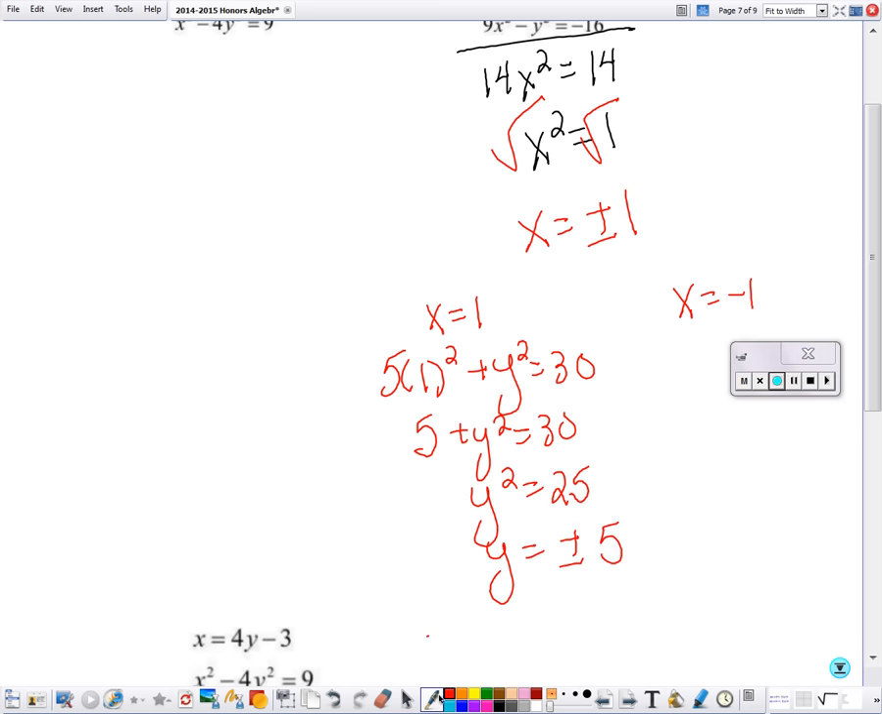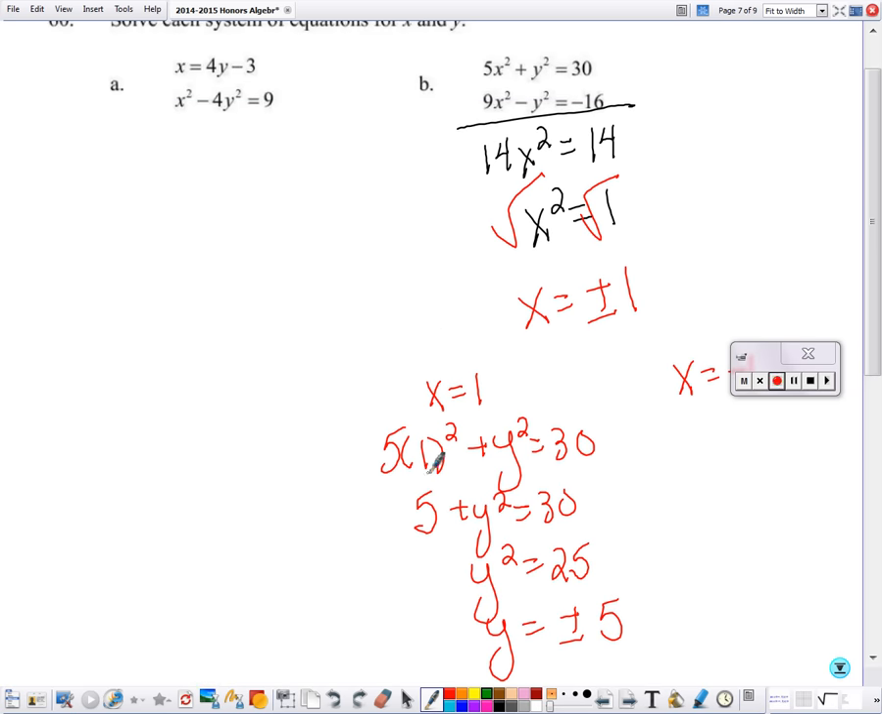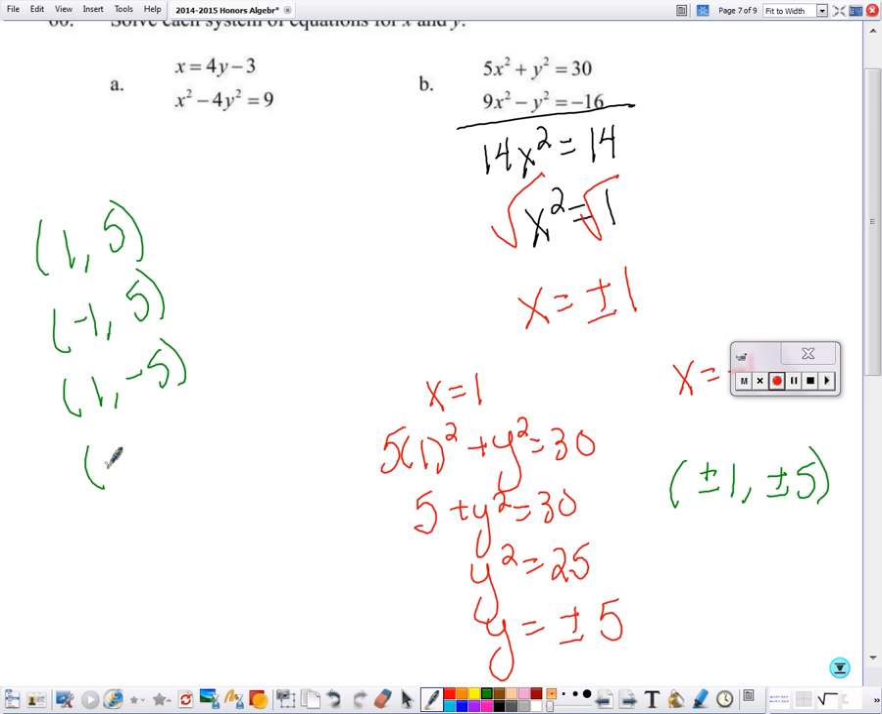When you plug back in -1 now, it's going to go into an x squared, so it's going to become +1 as well. So we can write plus or minus 1, plus or minus 5 as our answer, or you can list out all 4 points with the combination of the positives and negatives.